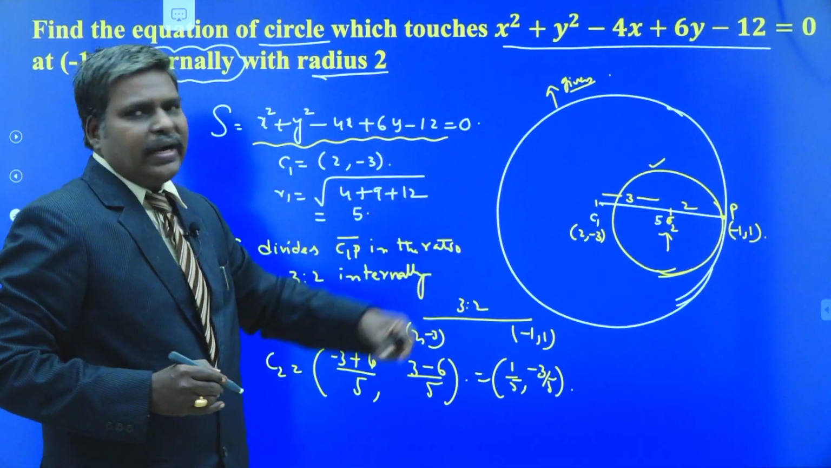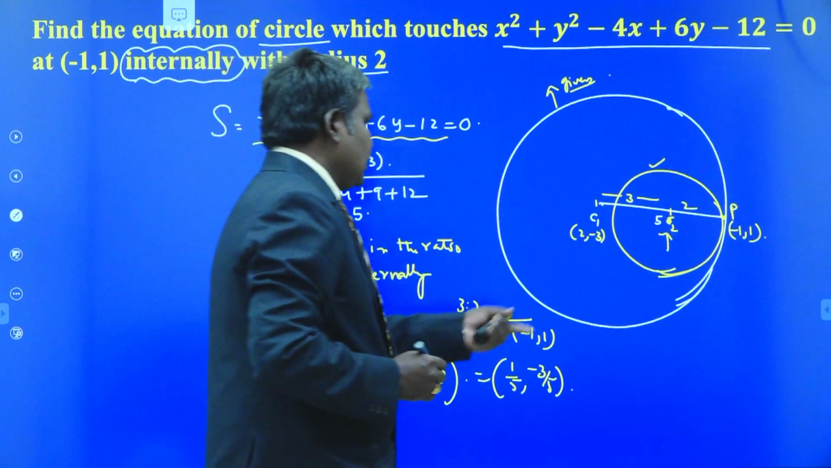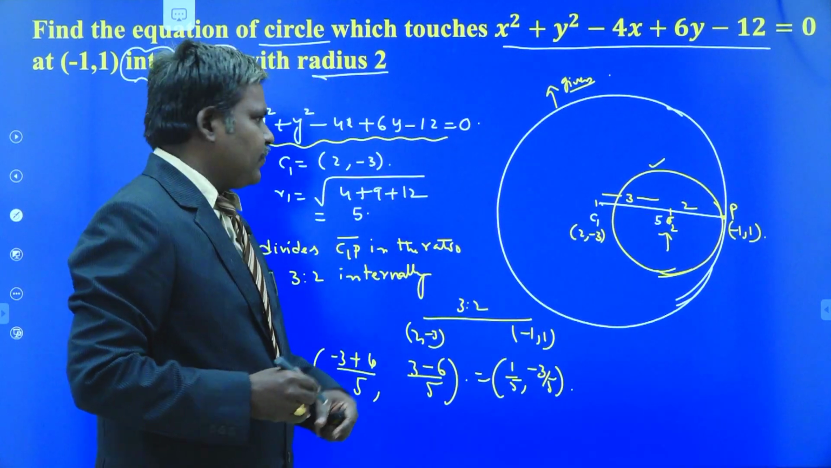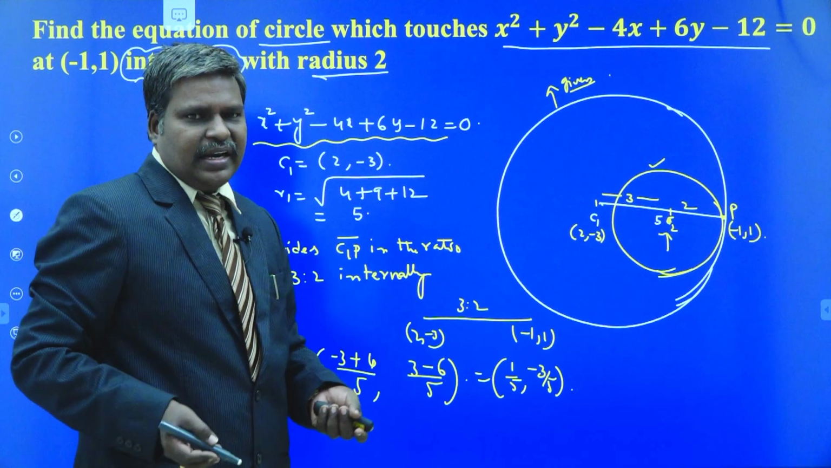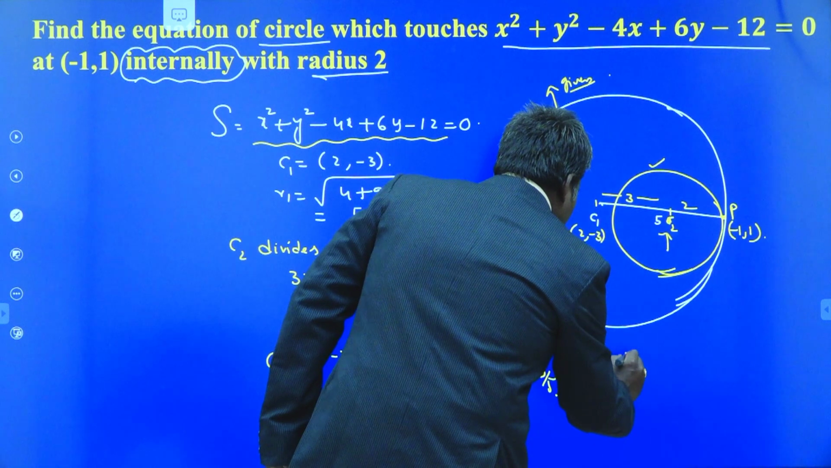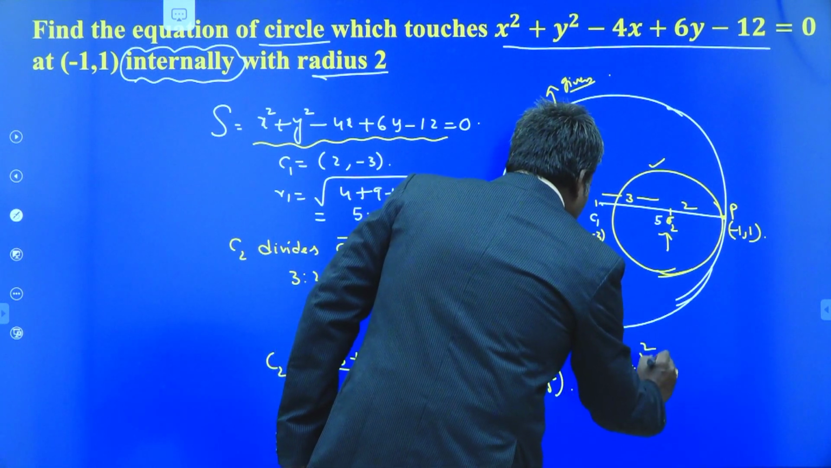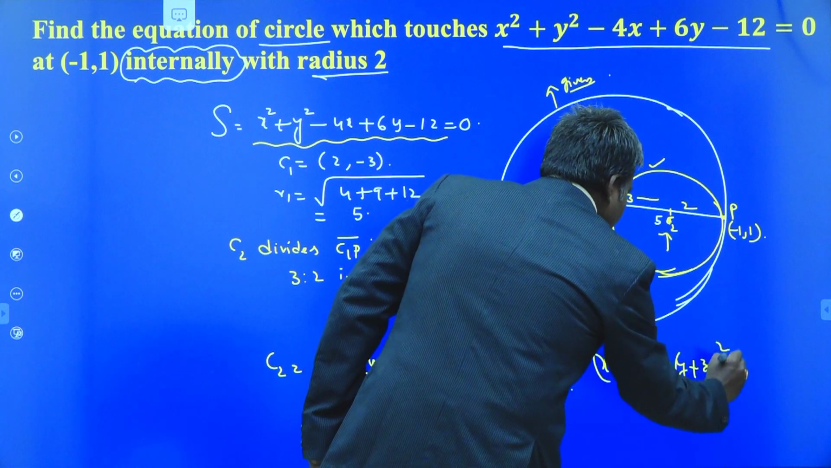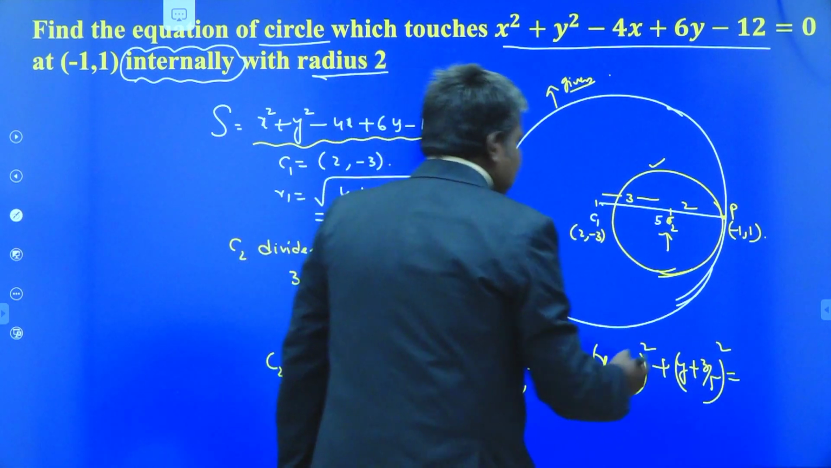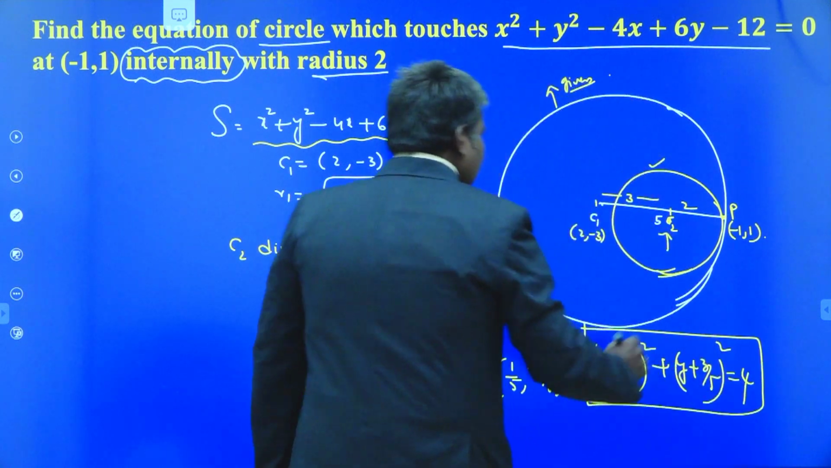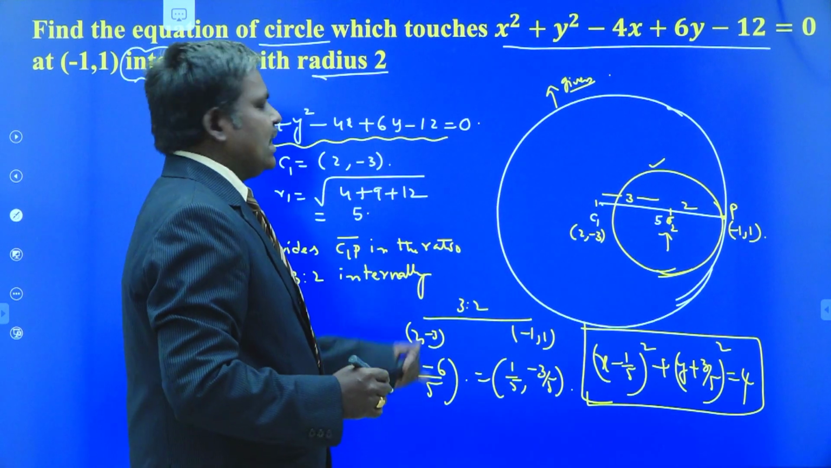What is our required radius here? 2 units. The radius is 2 units. The center of the circle is 1 by 5 comma minus 3 by 5. Once you have the center and radius, can I write the equation of the circle or not? That is nothing but x minus 1 by 5 whole square plus y plus 3 by 5 whole square is equal to r square. What is the radius of the circle? 2. 2 square means 4. You can expand this one. You get the required equation of the circle in the standard form.